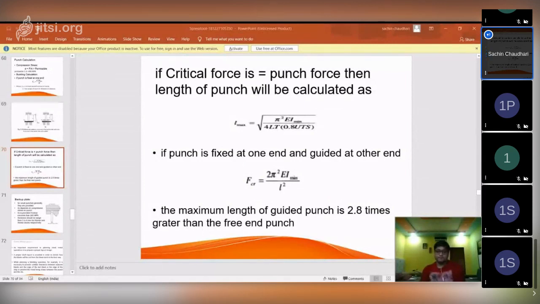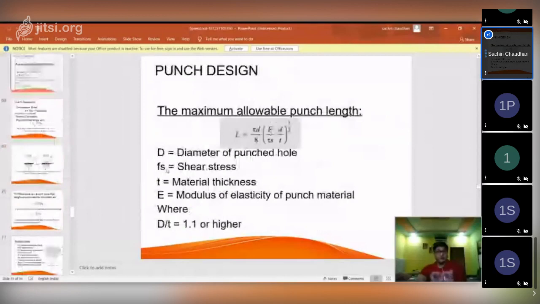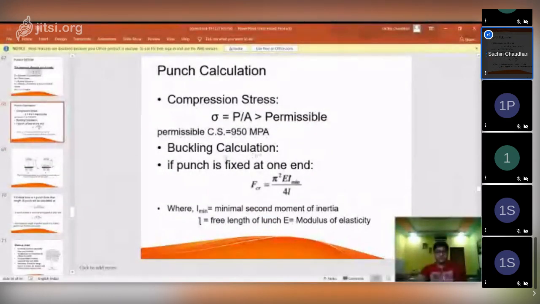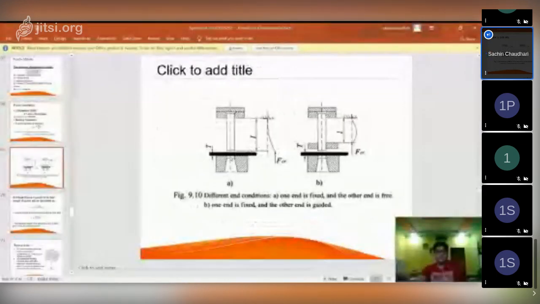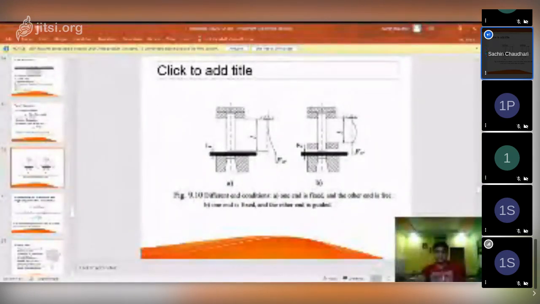And this case is also important. The designer has to take care while designing small holes, when producing a small hole on a thick sheet material. So this is all about the punch calculation, where the compression stress is defined and the buckling calculations depend upon it. So two cases: one is the free end and one is the guided end.